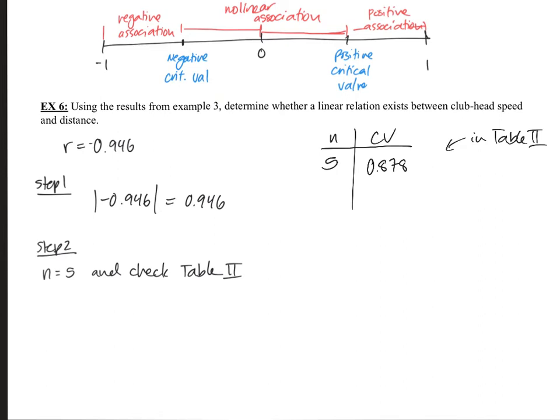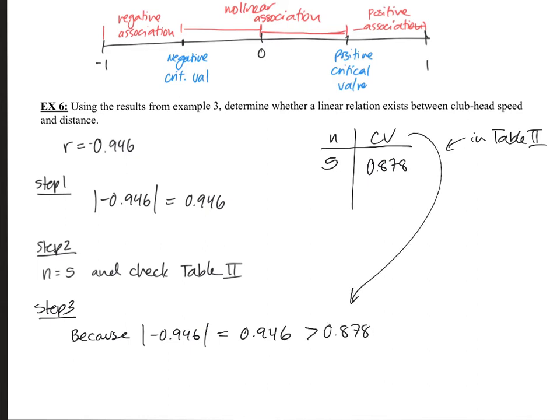And what were we told to look at? We want to see if it's greater than this. So step 3. Because the absolute value of negative 0.946 is equal to 0.946, which is greater than 0.878, my critical value. So since it's larger than our critical value, what do we know? Well, since our value used to be negative, this means we have a negative association.